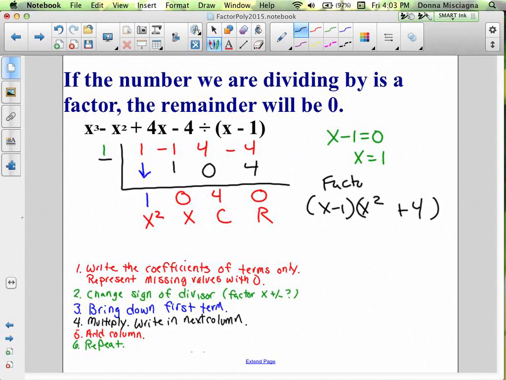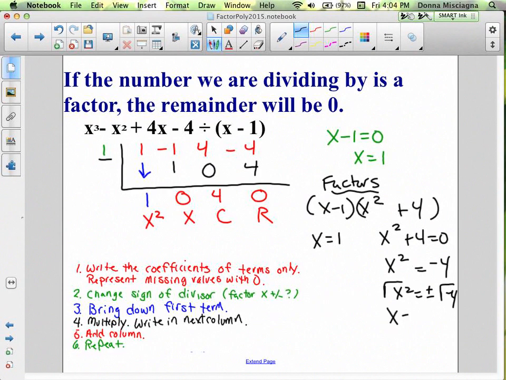All right, so those are our two factors. Now, if we were solving and wanted the solutions, well, we already know one of them is x equals 1. We could solve the other one. Now, this is not a difference of squares, so I won't be factoring it using that technique. I have to use square roots, because what I have is a sum of squares. X squared plus 4 equals 0. And we're going to see that these are not x-intercepts. If I subtract 4 from both sides, I have x squared equals negative 4. If we take the square root of that, don't forget plus or minus, I have x equals plus or minus, the square root of negative 4 is 2i.